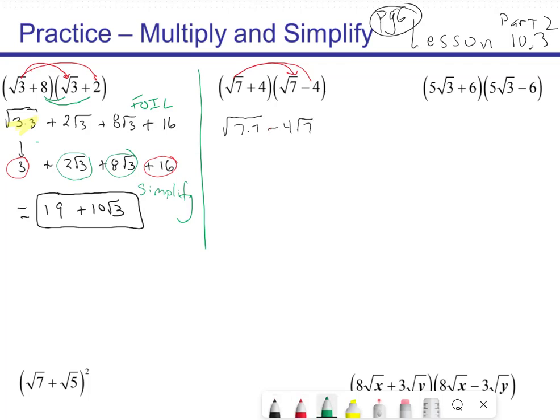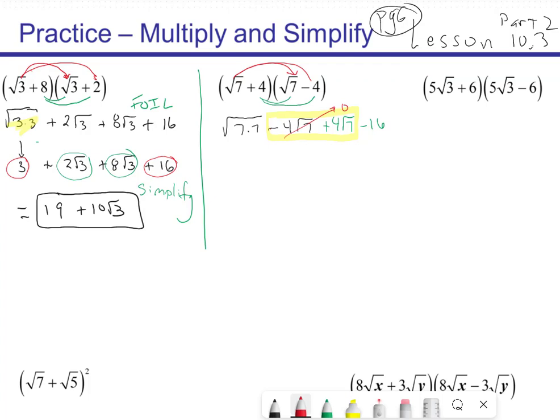Now we're going to do the inside multiply. Positive 4 times root 7. And then we'll do the last one. Positive 4 times negative 4 is minus 16. Okay, now what's going to happen to these two in the middle? Now that's a very unusual specific setup on this problem. I have a negative 4 root 7, a positive 4 root 7. They are like terms, and one's positive, one's negative. They're going to go to 0. It's all canceled out.